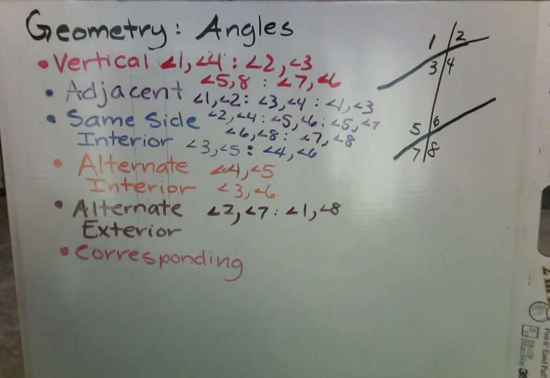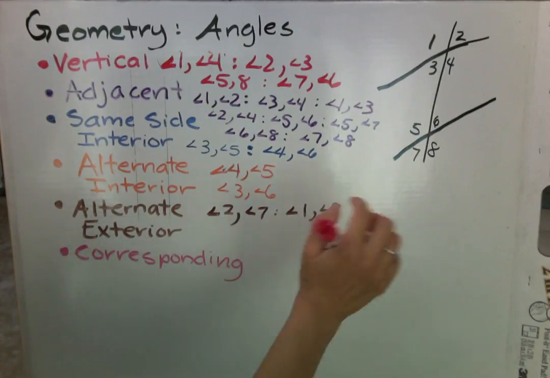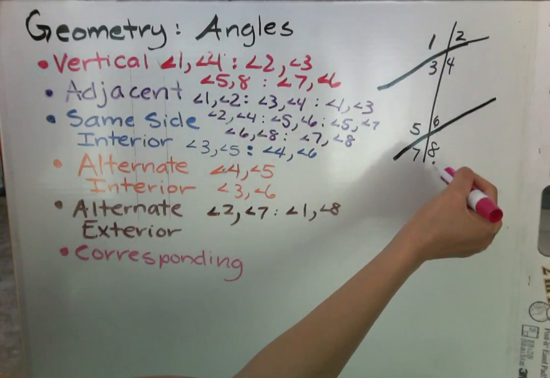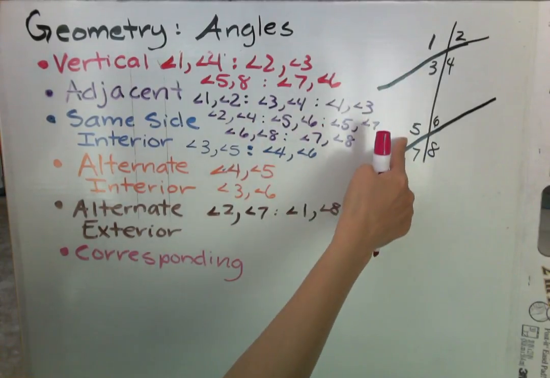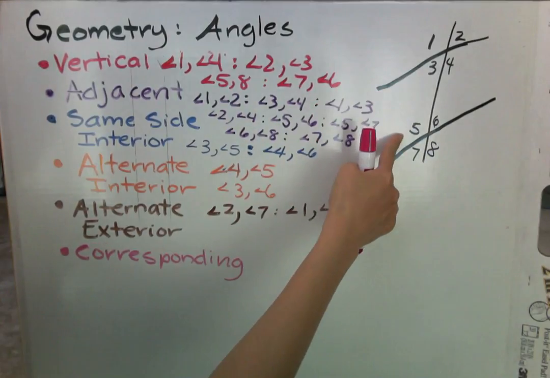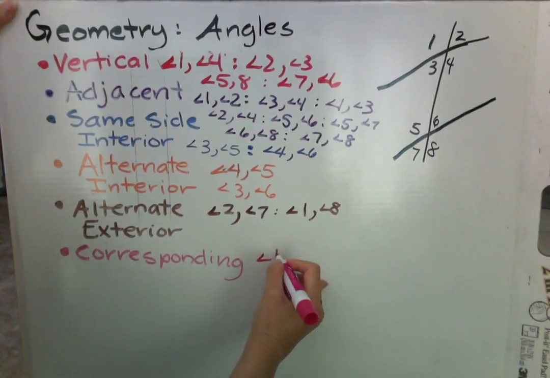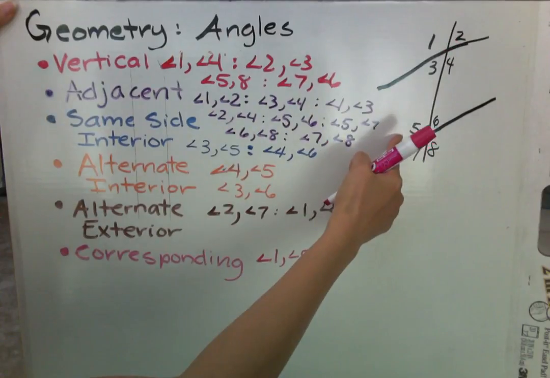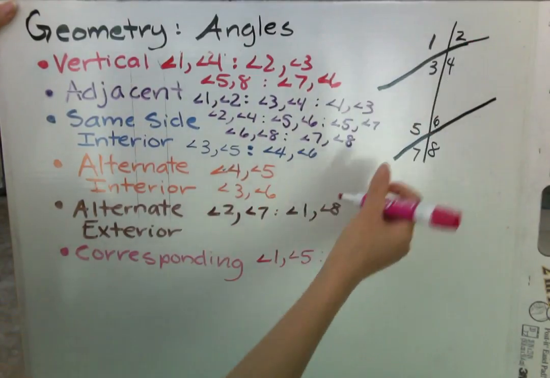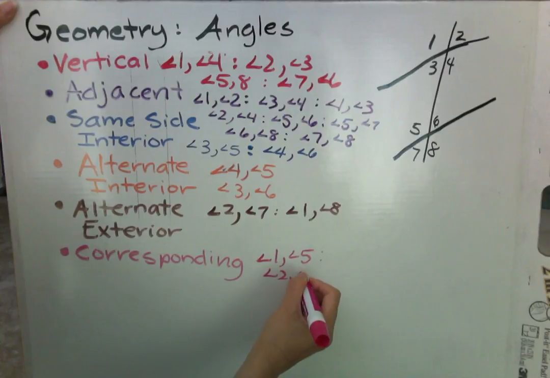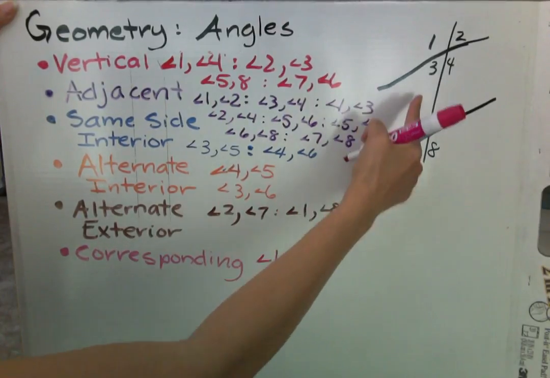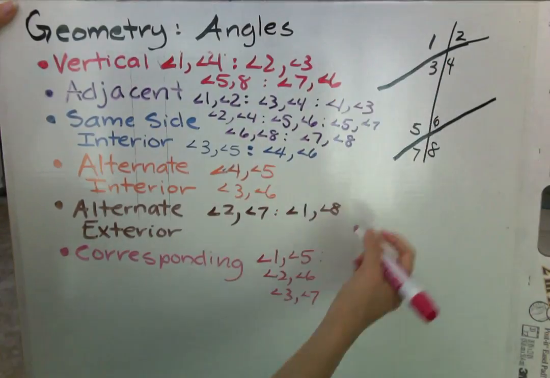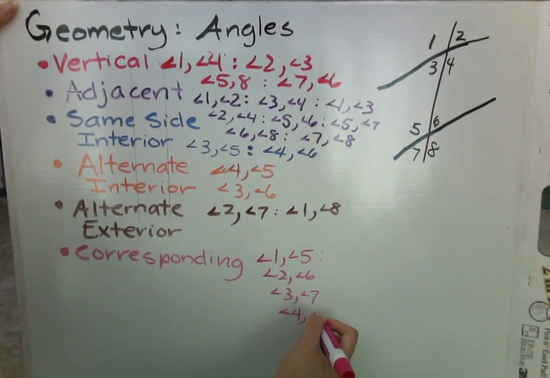Now corresponding angles sit what I consider in the same position. If we played 4 square right here, and another set of students play 4 square, angle 1 and angle 5 are playing the same position. So they are considered corresponding angles. So player 1 and player 5 are in the same position, corresponding. 2 and 6 are in the same position. 3 and 7 are in the same position. And 4 and 8 are in the same position.